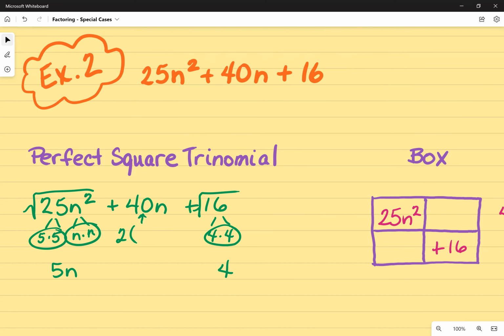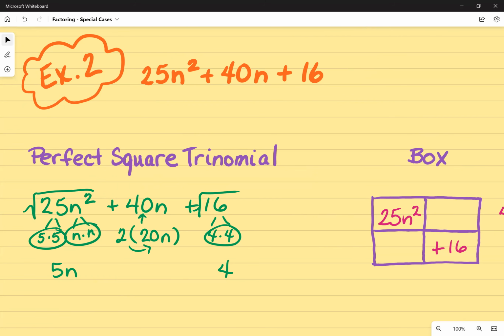And for the middle, what I need to do is multiply both of these together. So 5n times 4 is going to be 20n. I take that 20n and I multiply it times 2. I want to double it. When I double it, it should equal what's shown in the middle. And it does. It equals that positive 40n.